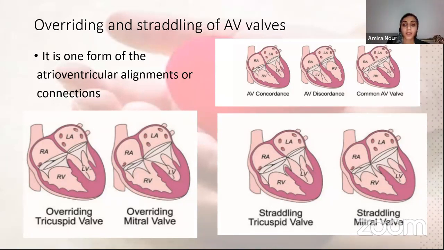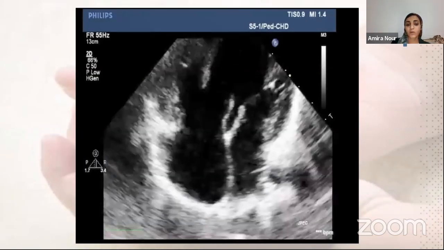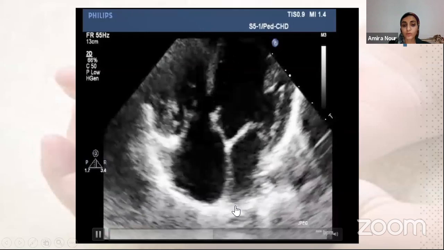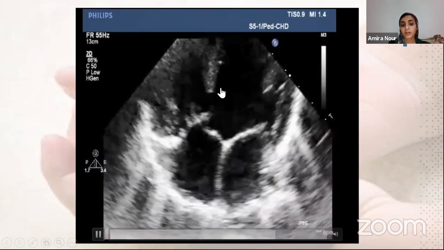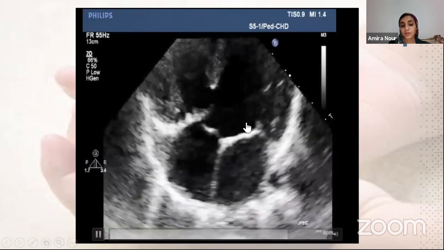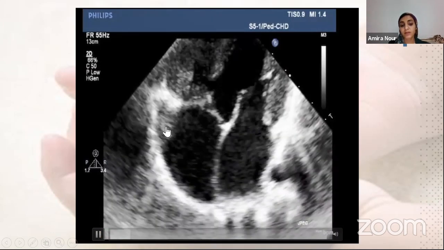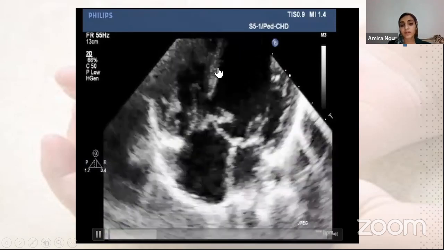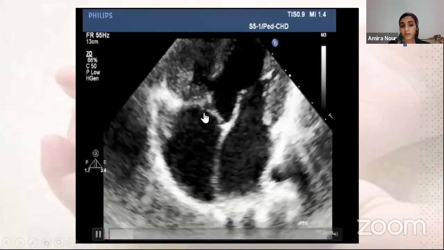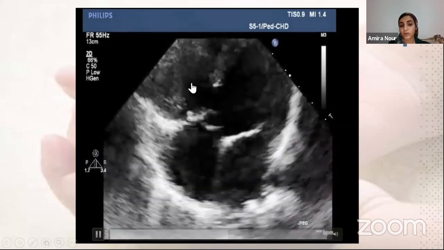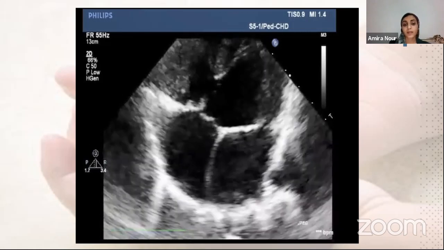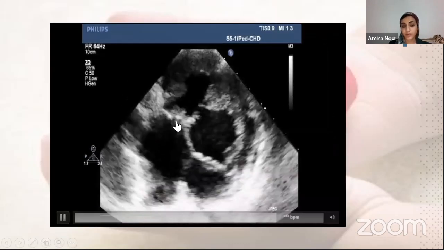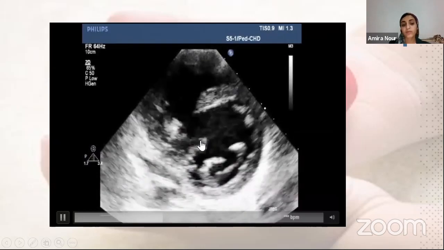Yes, Dr. Hatem. And I want to just give examples of the overriding and the straddling, just to ensure their importance and how you should comment on them on echo. Here we have an inlet VSD, and as Dr. Soha said, both AV valves are on the same level, and we can see here that the tricuspid valve is overriding the interventricular septum, but I think it is still less than 50%, and we have two ventricles of comparable size.